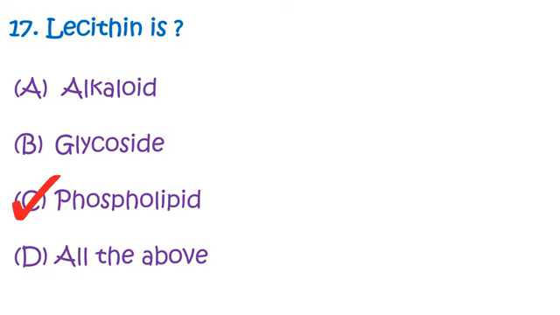Lecithin is a mixture of phospholipids, and phospholipids are the compounds that comprise phosphoric acid, a nitrogen base, alcohol, and fatty acids. Whereas the glycosides are the compounds that consist of a sugar molecule attached to a functional group. Alkaloids are the compounds that contain at least one nitrogen group, and examples of alkaloids are quinine, nicotine, etc.